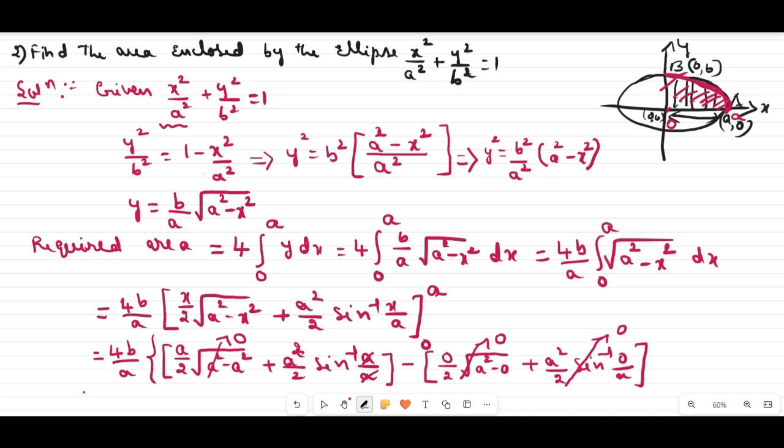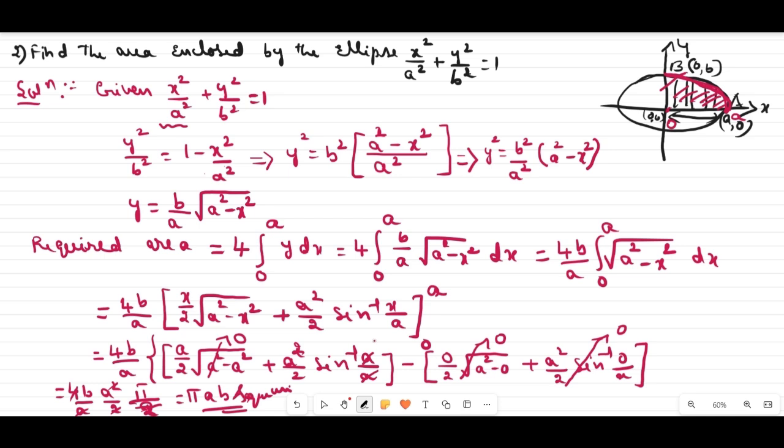I will write down the remaining terms. The remaining terms are 4b by a into a square by 2 into sine inverse 1. Sine inverse 1 is pi by 2. Isn't it? So the 4 and the 4 in the denominator get cancelled, one a gets cancelled. The remaining is pi ab square units. So this is the final answer. This is the area of the ellipse. This is how we find out the area of the ellipse using integration.